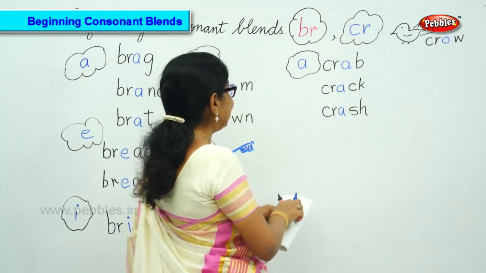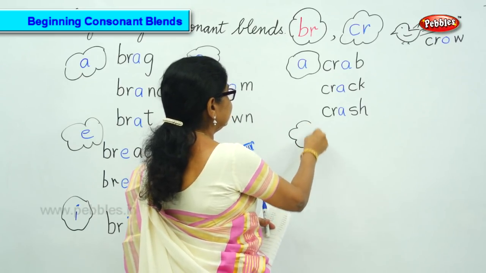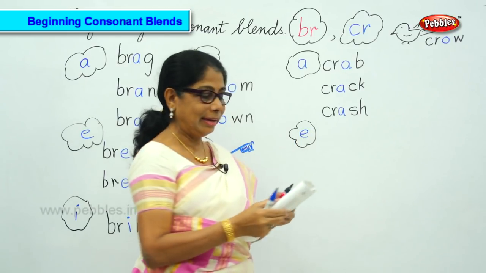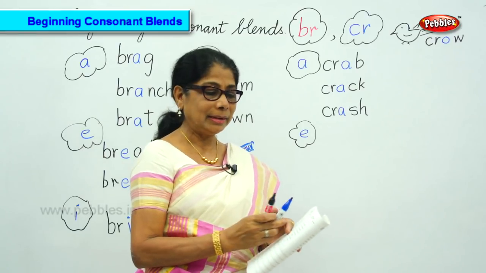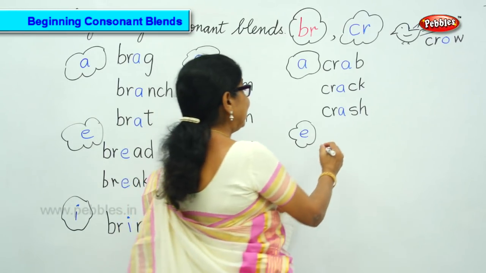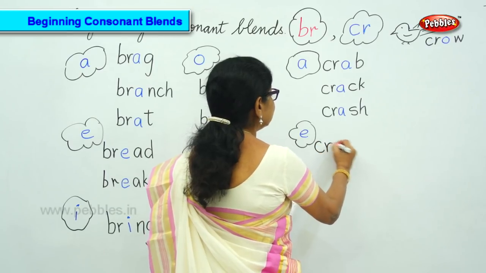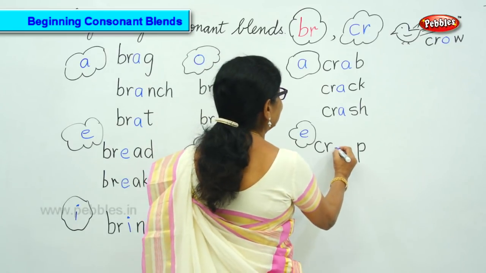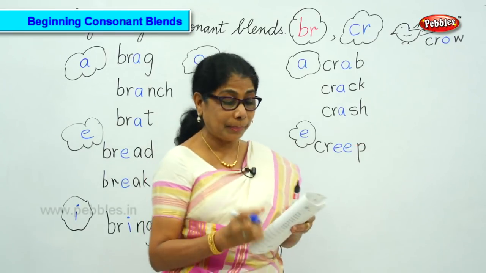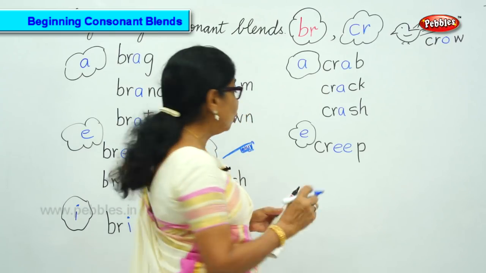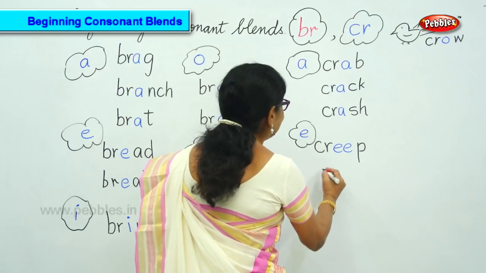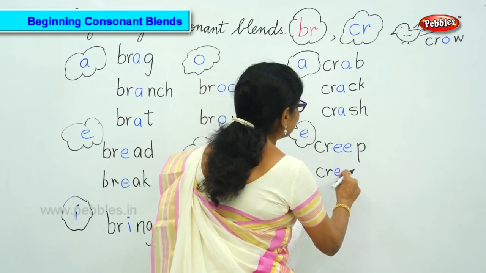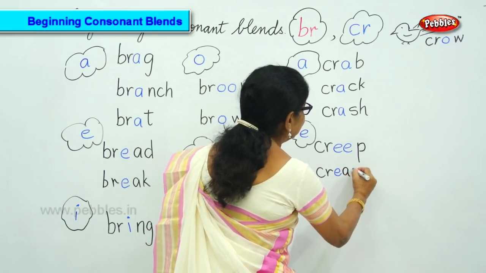Then let's see in E what we get. In E what do we have? We have creep. The pussy comes creeping in. Some insects come creeping in. Creep, creep. Then you have cream. We all love ice cream, any cream, milk cream. Okay? Cream.